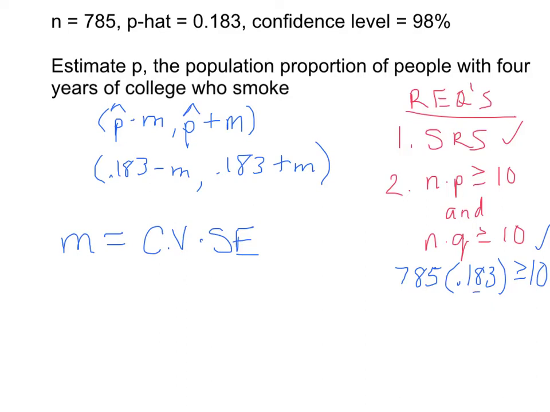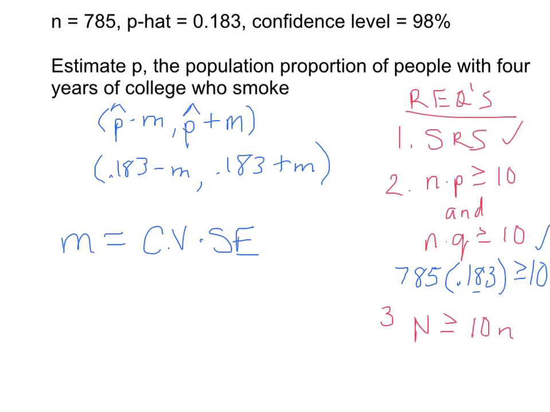And then our last requirement is that the population size has to be bigger than or equal to 10 times the sample size. And our sample size is 785 students. So do you think that the number of people who have graduated with 4 years of college is bigger than 785? I think so. I think it's at least 10 times that. So we are good to go with our central limit theorem.